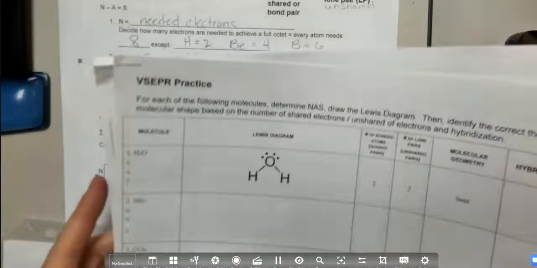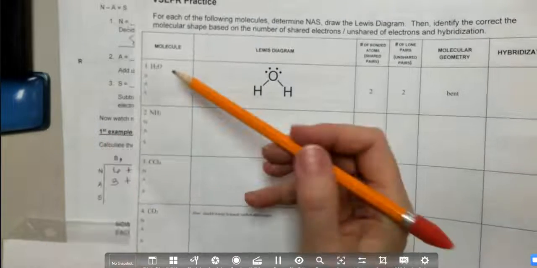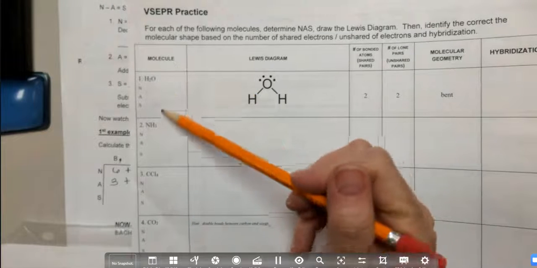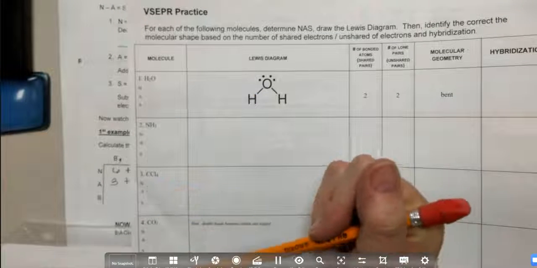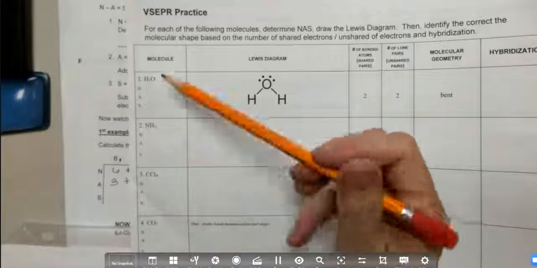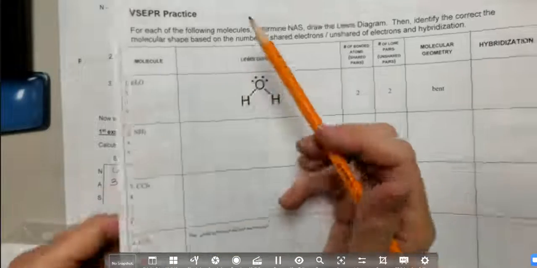Okay, so next I'm going to have you go to your actual worksheet. It's entitled, let me find mine, this paper right here, Vesper Practice. Notice it has NAS all the way down. You're going to practice calculating NAS for every one of these. Okay, practice NAS. Let me know if you have any questions.